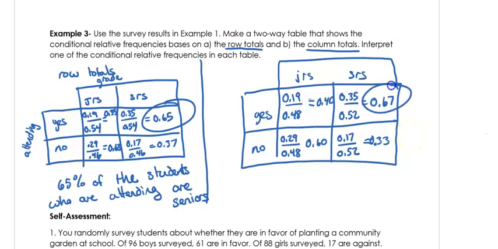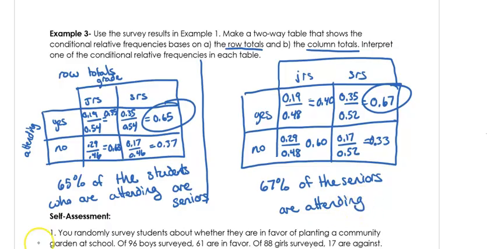All right, if I try this one again, this is out of the column. So this means 67% of the seniors who answered this survey. So out of the seniors, because that's the column, are attending. So 67% of the seniors are attending this concert.